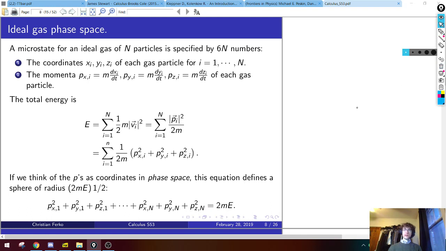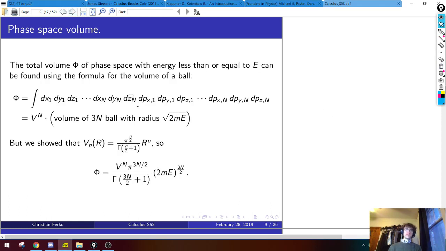So first the ball with less than or equal to 2mE, well, it's just an integral, a multiple integral, which you'll learn about in 18.02 soon, a multiple integral with a huge number of integration variables. dx, dy, dz for each of those 1 up to n, then dpx, dpy, dpz, all the way up to n. So it's just a huge number of integrals. But the integrals are very easy because the thing that we're integrating is just 1 with respect to all of these variables. So many of these integrals are easy to do.